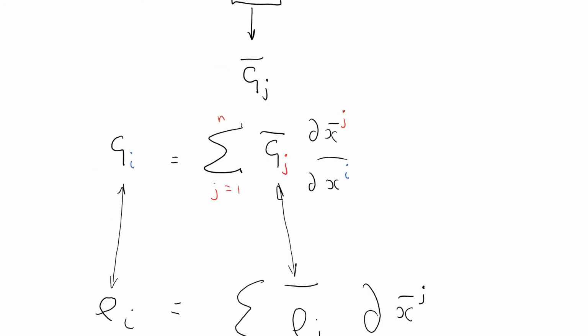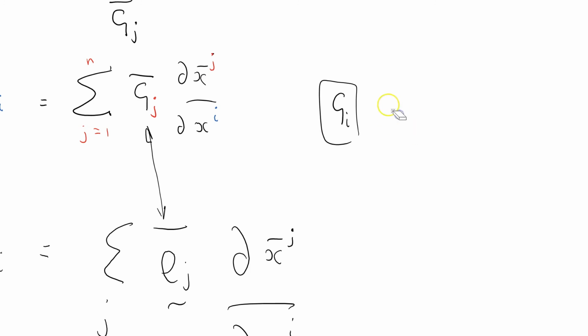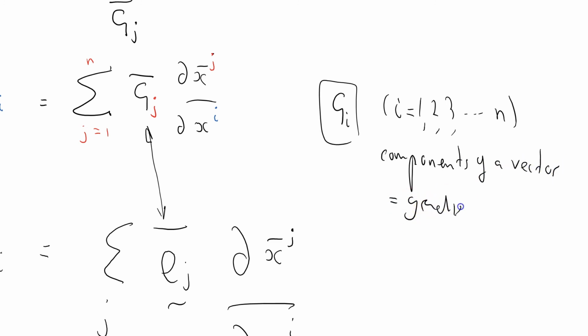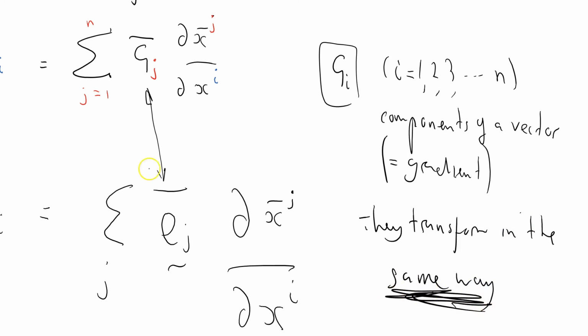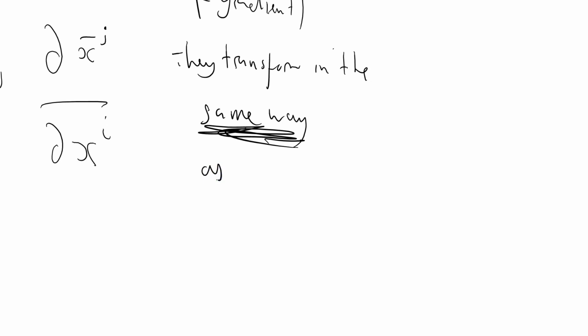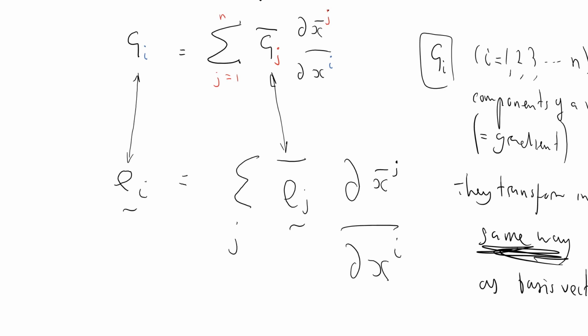So it looks to be that these G_i, those components here, I say these because it's understood that i equals 1, 2, 3 up to n, are components of a vector that's equal to the gradient. And they transform in the same way as basis vectors, because they've got the same transformation law. Now that might not look super surprising, and the way I've set it up it's kind of obvious. Until you see a type of vector which doesn't transform the same way, and this is the insight that we need. So I'm just going to stop there.